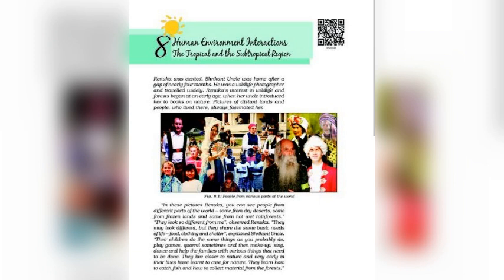Explained Shrikant uncle. Their children do the same thing as you probably do: play games, quarrel sometimes, and then make up, sing, dance, and help the families with various things that need to be done. They live closer to nature and very early in their lives have learned to care for nature. They learn how to catch fish and how to collect material from the forests.